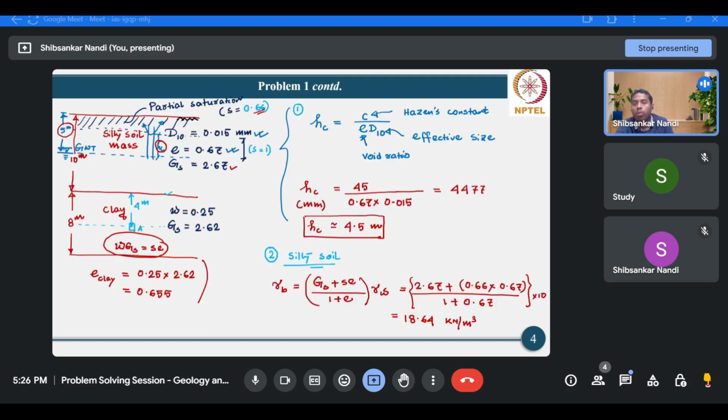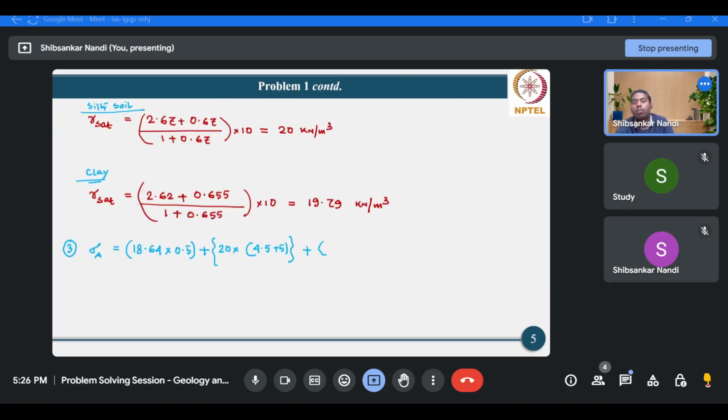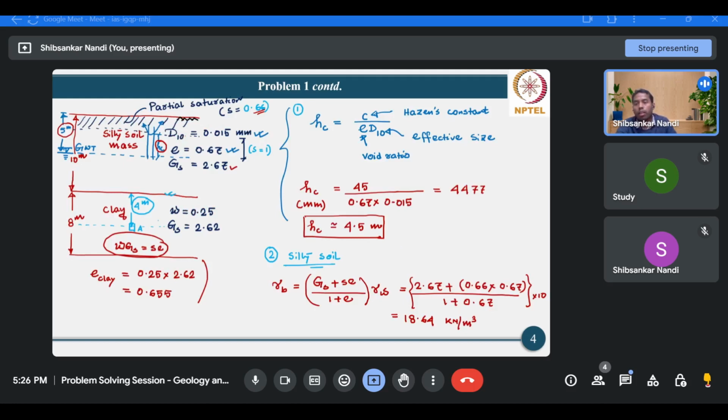But we have to calculate the effective stress at point A, which is at a depth of 4 meter from the top of the clay. So we'll have to go down again by a depth of 4 meter. Now for this 4 meter, the unit weight is different. This is the saturated unit weight of the clay, and that is 19.79. So 19.79 multiplied by 4. This will give you the total stress at point A. Okay, so please calculate.